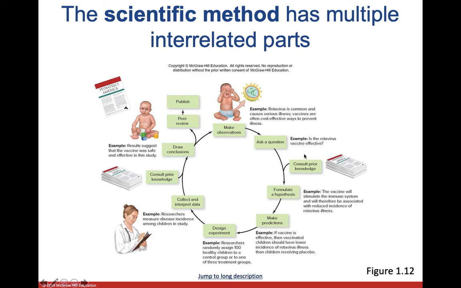Does it work to prevent rotavirus, or is there something else that's causing these children to not get rotavirus once they've been vaccinated? So they get vaccinated, they don't get rotavirus. Is it the vaccine that's causing them to not get sick, or is it just something else? Are they getting too old? Is it some sort of environmental or genetic condition? What is it? So that's what we're going to do here. We're going to ask the question, is the rotavirus vaccine effective? And that's our second step here.